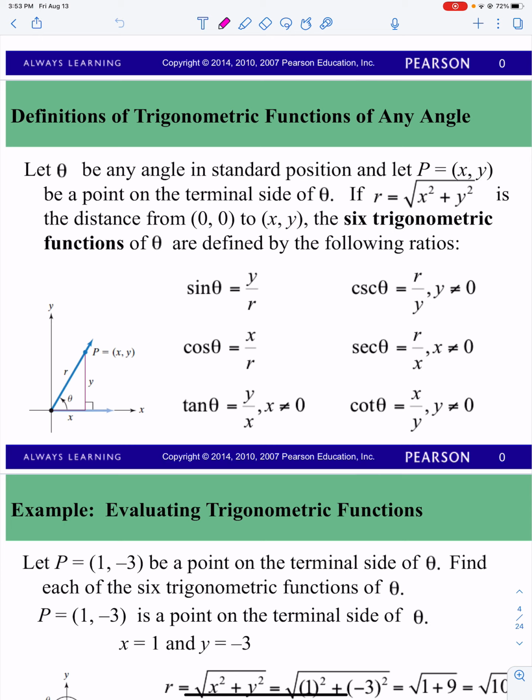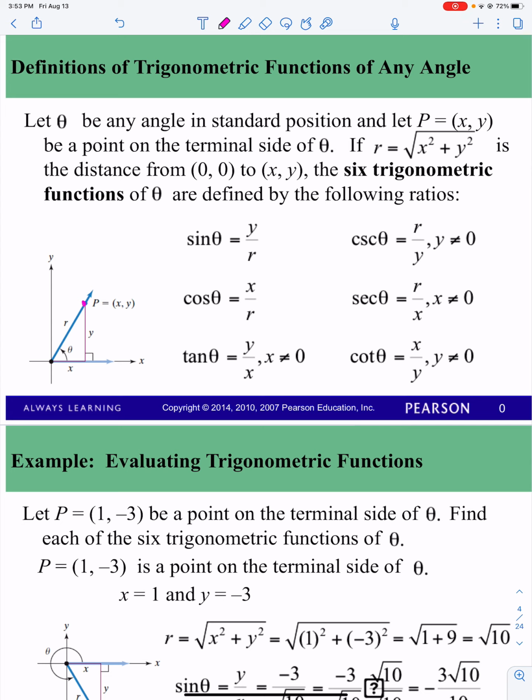Okay, so today we wanted to talk about the trigonometric functions of any angle. Last video we talked about the trigonometric functions of the right angle. So now we wanted to see what happens to any angle. So we wanted to draw the angle in the standard position and let P equal to (x, y) be any point on the terminal side.